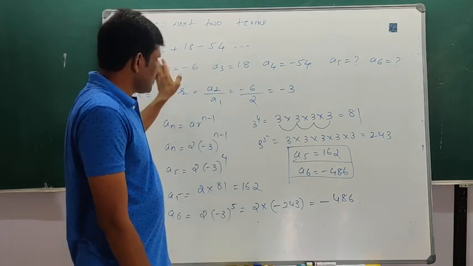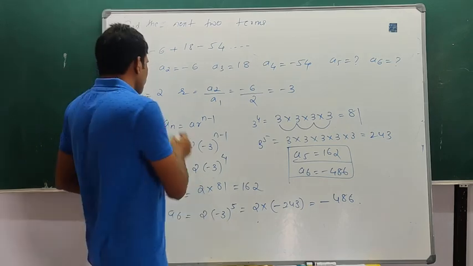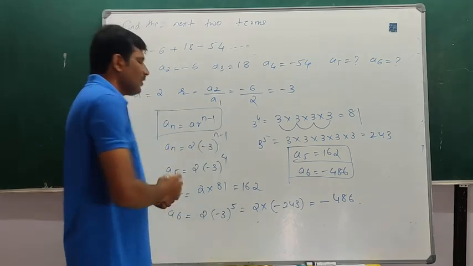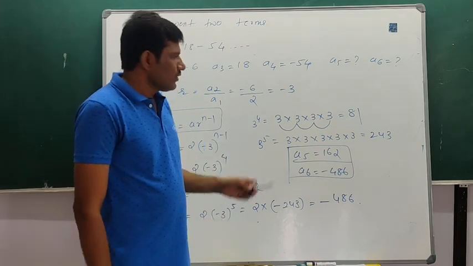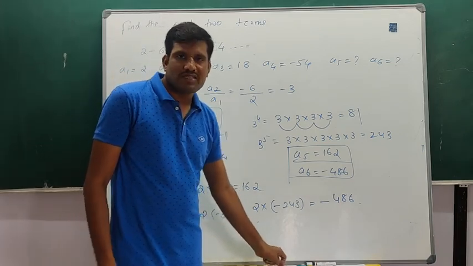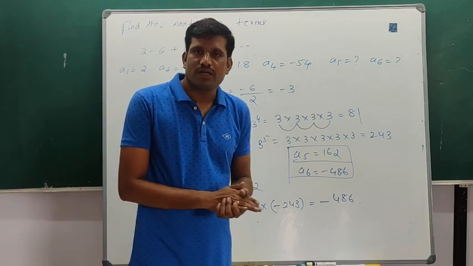Right? So this is how we can find any term in a given sequence by using a formula. What is that formula? The nth term, an, is equal to a r raised to n minus 1. Right? So these are some problems in the first exercise. So try to solve the remaining problems. The remaining things will continue in the next class.